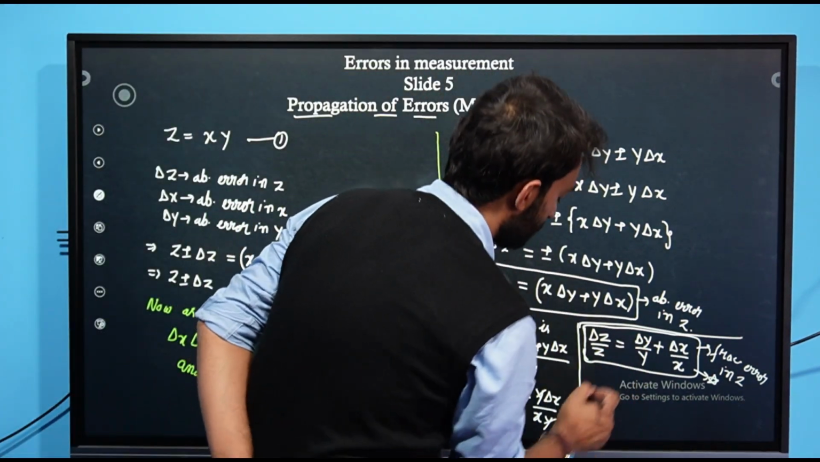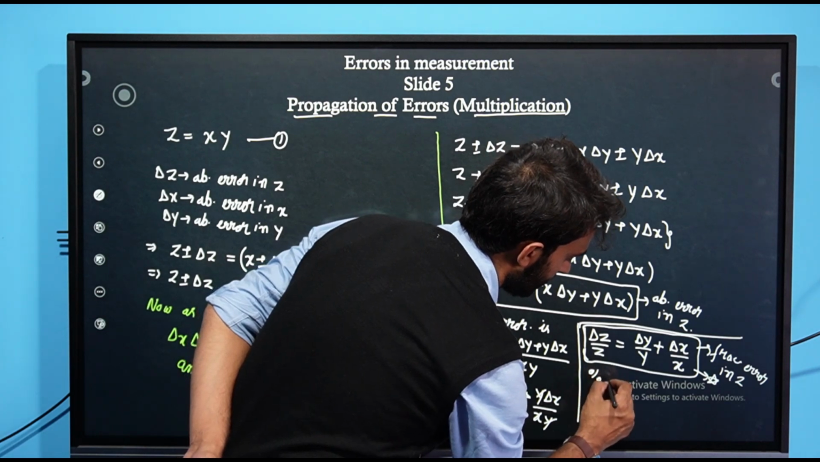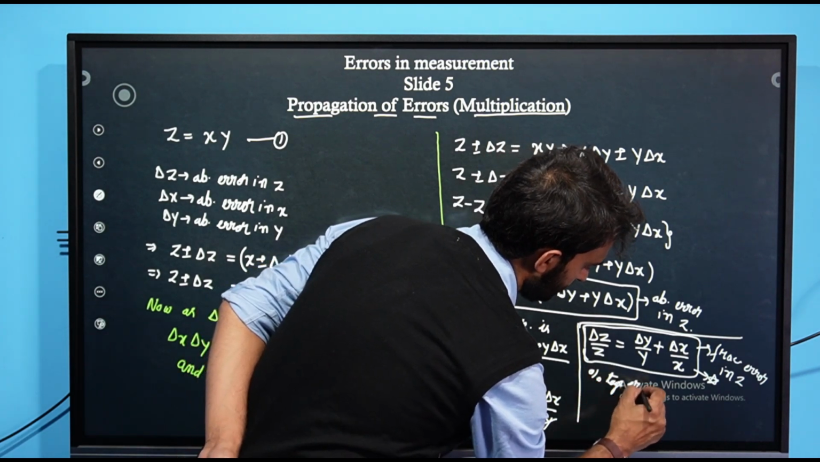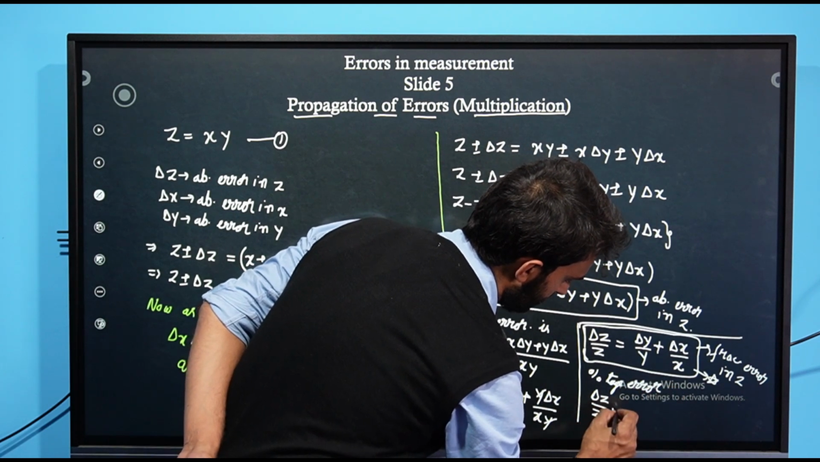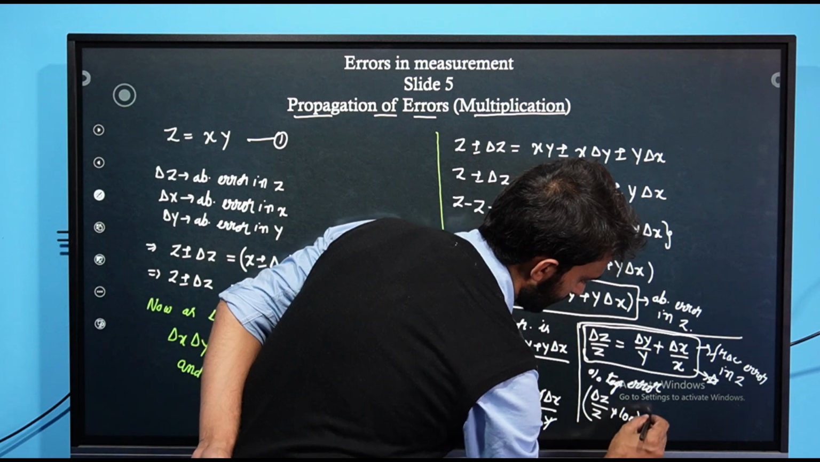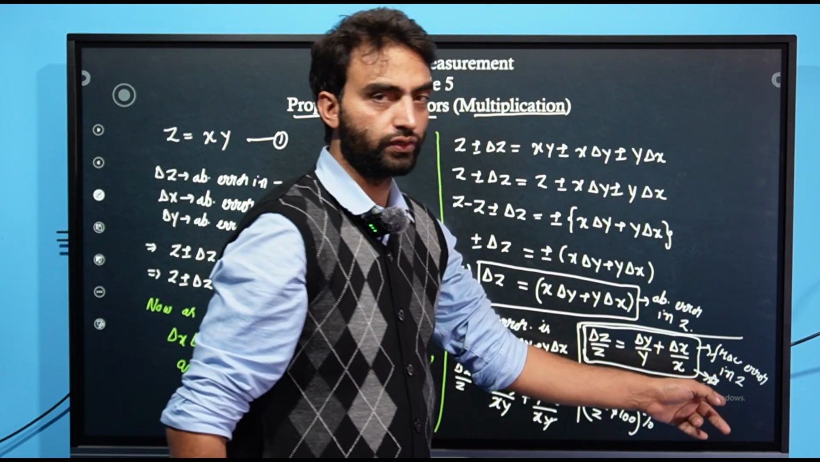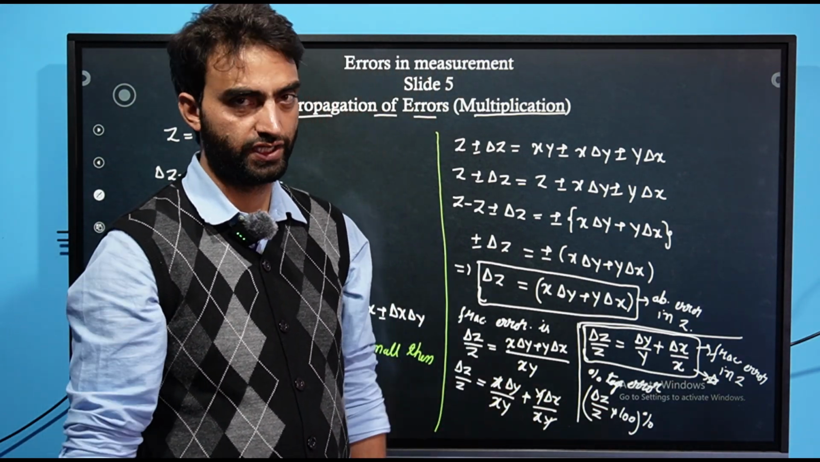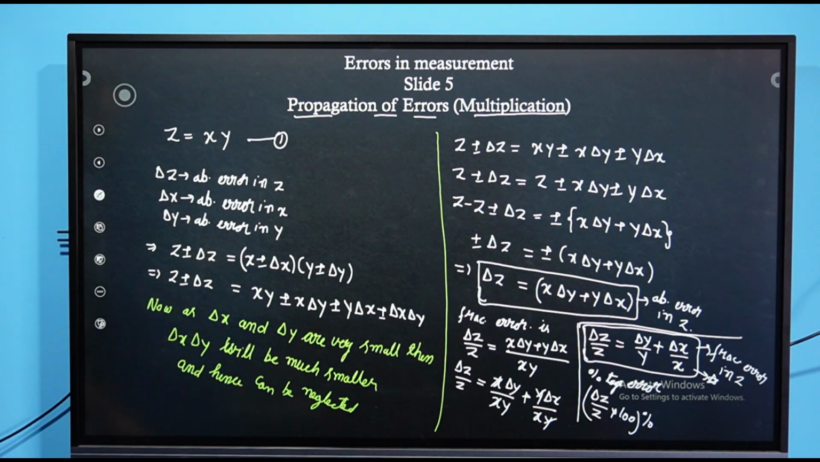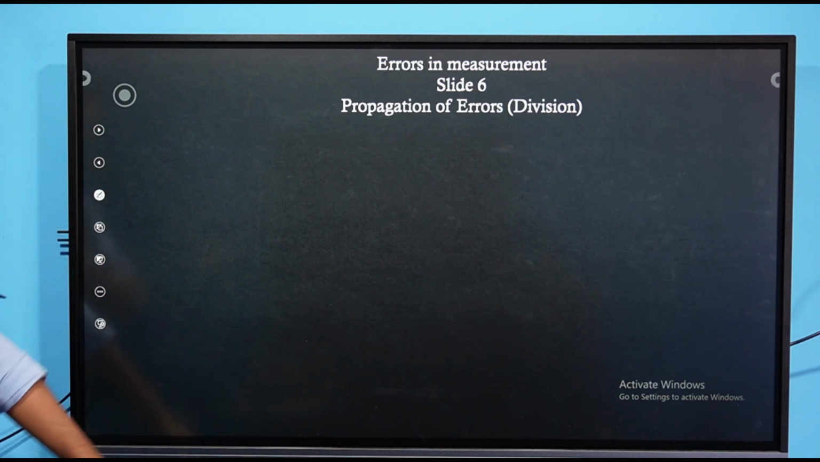Now what will be the percentage error? The percentage error will be simply delta z by z multiplied by 100%. So the value for the fractional error you get over here, just multiply by 100 and put the sign of percentage, and you get the percentage error. Is that fine? I hope you have understood this. If you didn't understand, just pause the video, follow the steps, and also write it down. Okay, let's go to the next slide.